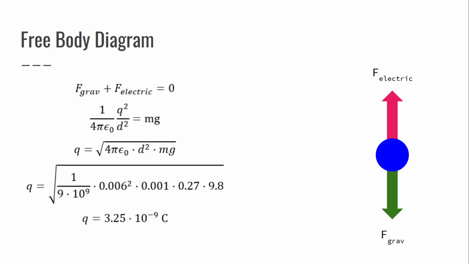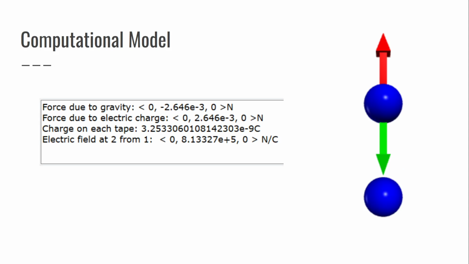Using the relevant values obtained from the experiment, we can determine that Q is equal to 3.25 times 10 to the minus 9 coulombs. Comparing our results with the output of the computational model, we can see that we have the same value for the charge on each tape, and in addition to this, using the electric field function we created in Lab 0, we can see that the electric field at the location of the floating tape from the tape underneath is equal to 8.13 times 10 to the 5 newtons per coulomb in the positive y direction. We can also see that our models look just like our free body diagram.